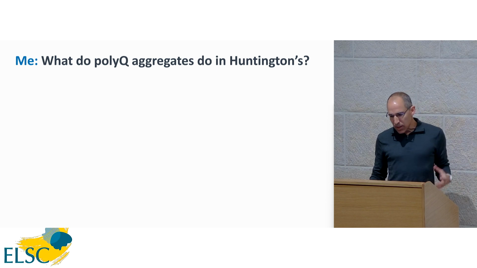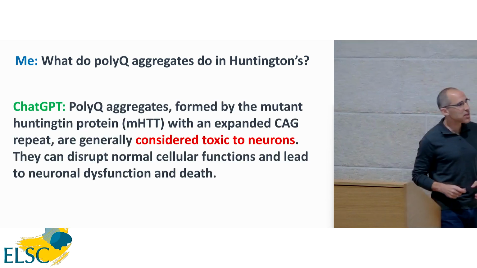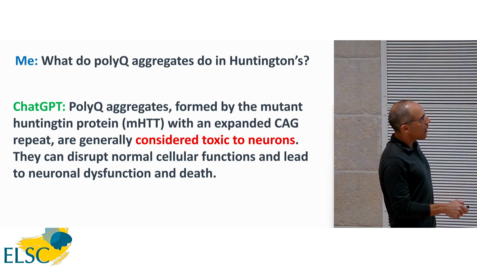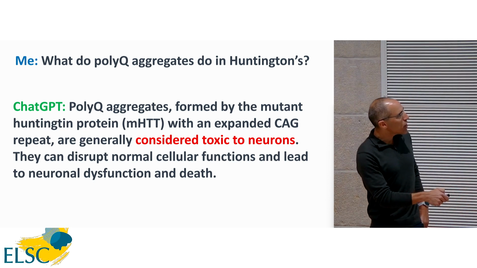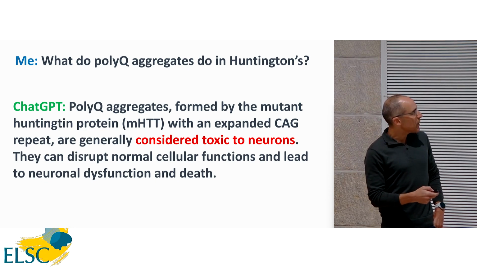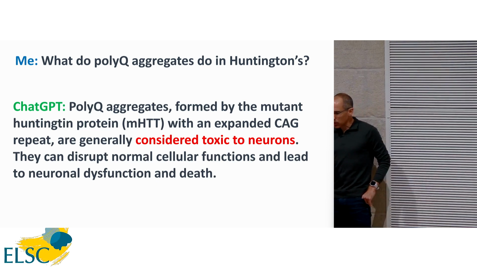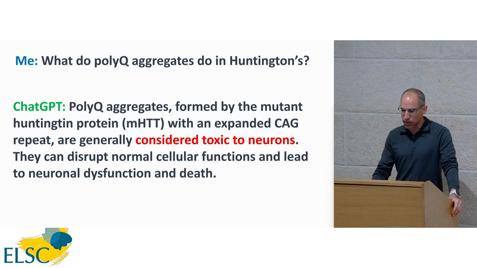Okay, so what do these poly-Q aggregates do in Huntington's? I asked ChatGPT, like we do these days. So this is the common knowledge. ChatGPT says poly-Q aggregates formed by the mutant Huntington protein are generally considered toxic to neurons. It makes sense. They can disrupt normal cellular function and lead to neuronal dysfunction and death. So this is what you compile from the literature today. This is the common knowledge.